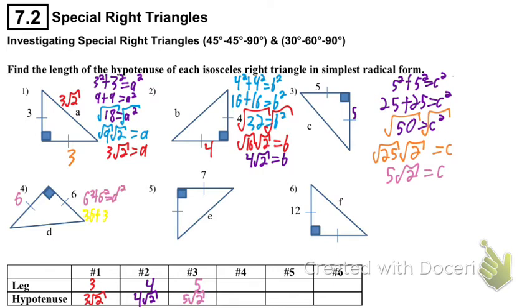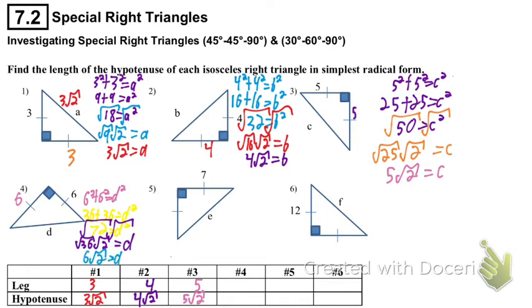36 plus 36 is equal to d squared. 72 is equal to d squared. Square root both sides. And we end up getting the square root of what times the square root of what is 72? 36 and 2. Very good. 36 is the highest perfect square that goes into 72. And what is the square root of 36? It is 6. So this becomes 6 square root of 2 equals d.